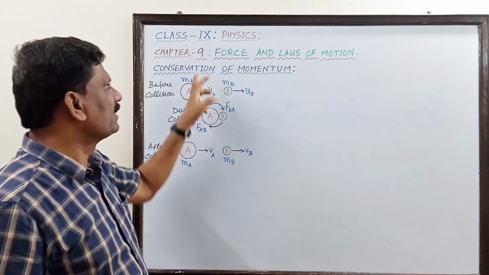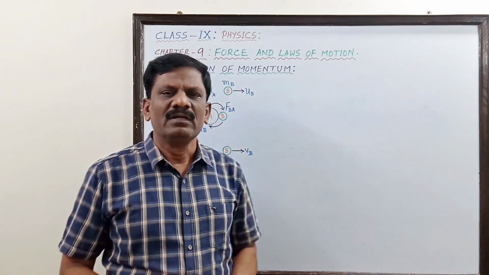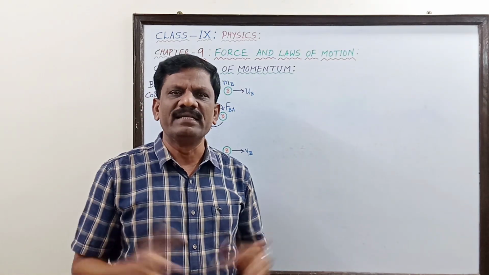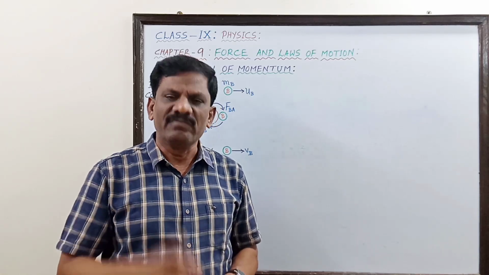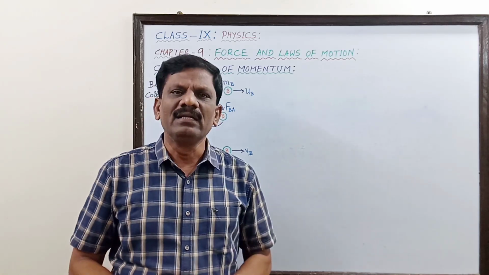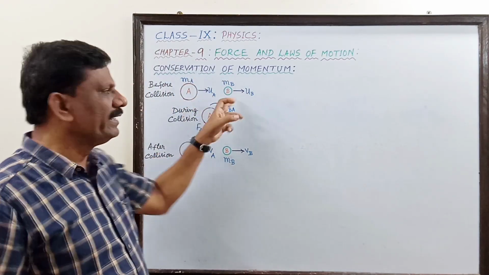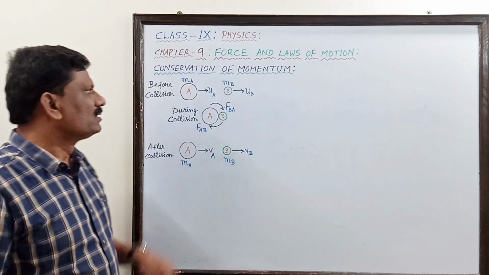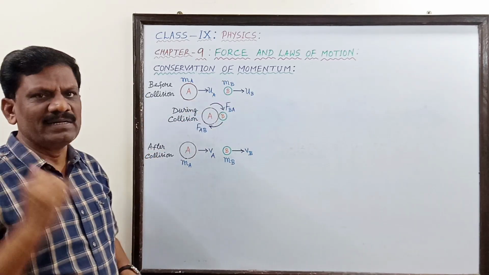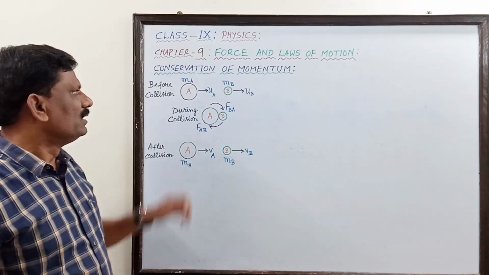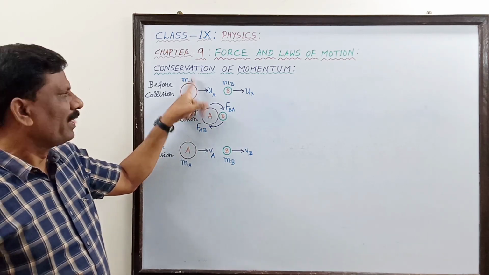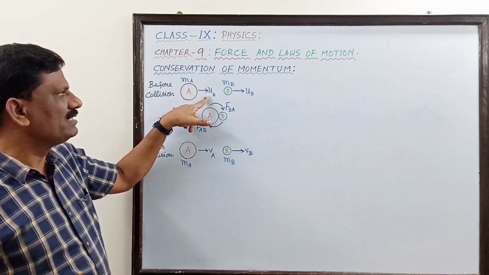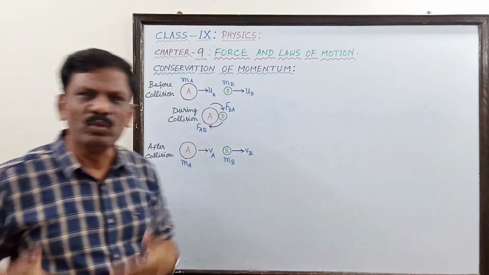Now what is conservation of anything? Conservation of energy means the total energy must be constant. Like that, conservation of momentum we are going to explain in terms of two colliding bodies. So I have taken two marbles A and B. The mass of the first marble is MA and its initial velocity along a straight line is UA.